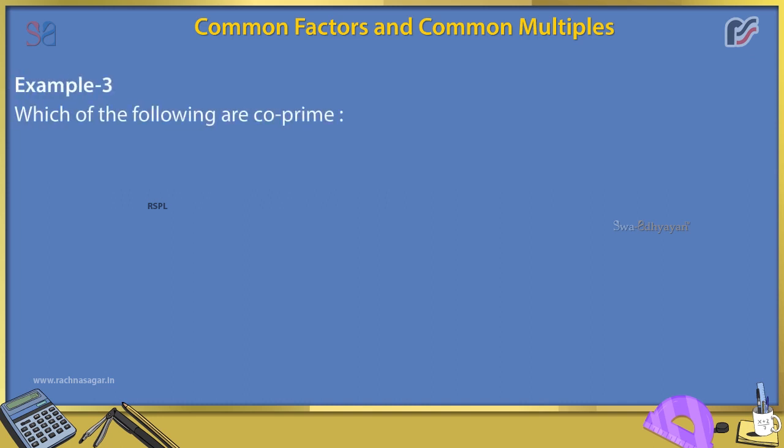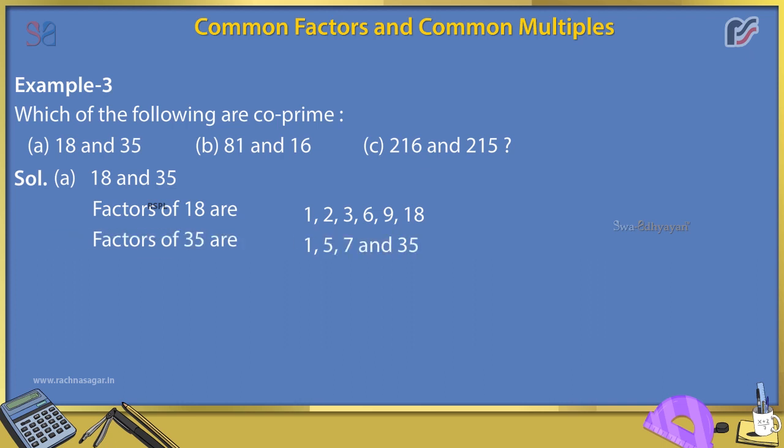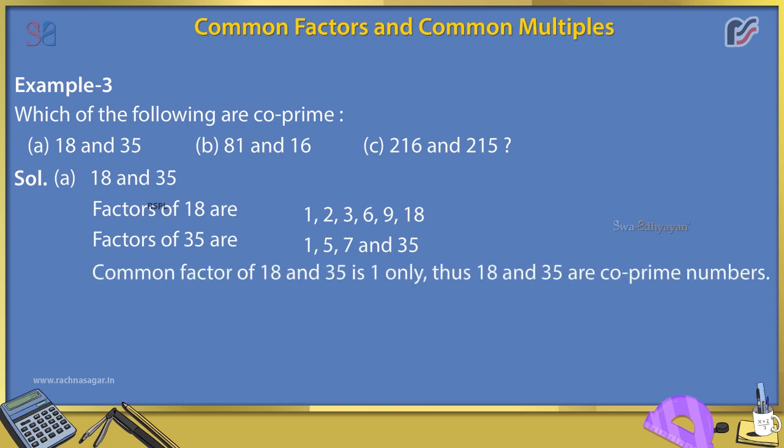Example 3. Which of the following are co-prime? A. 18 and 35. B. 81 and 16. C. 216 and 215. Solution. A. 18 and 35. Factors of 18 are 1, 2, 3, 6, 9, 18. Factors of 35 are 1, 5, 7 and 35. Common factor of 18 and 35 is 1 only. Thus, 18 and 35 are co-prime numbers.